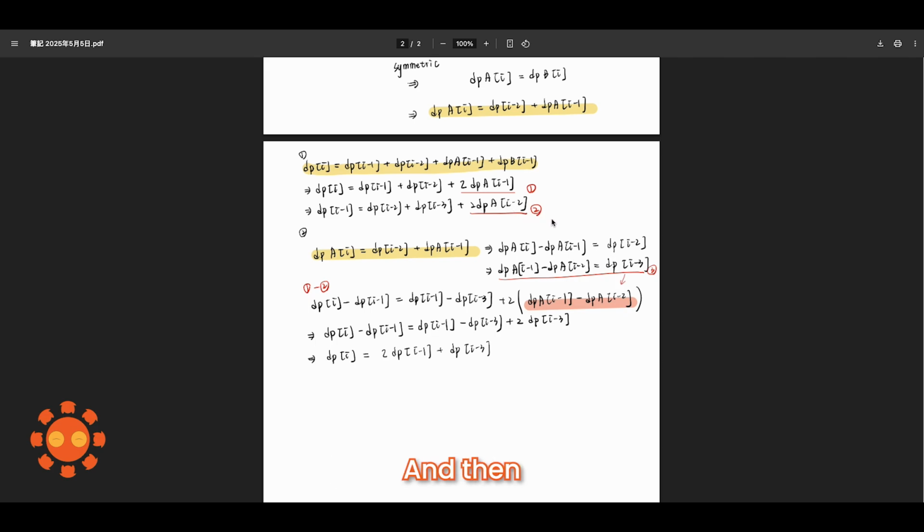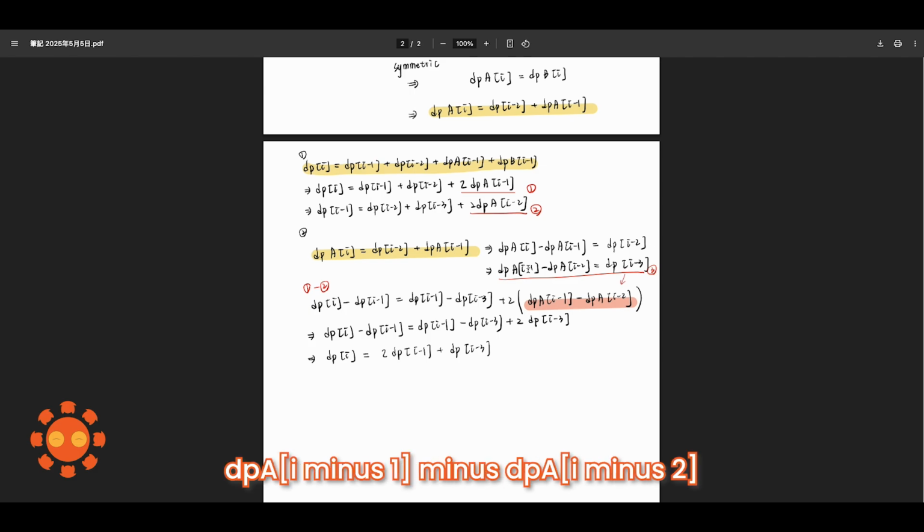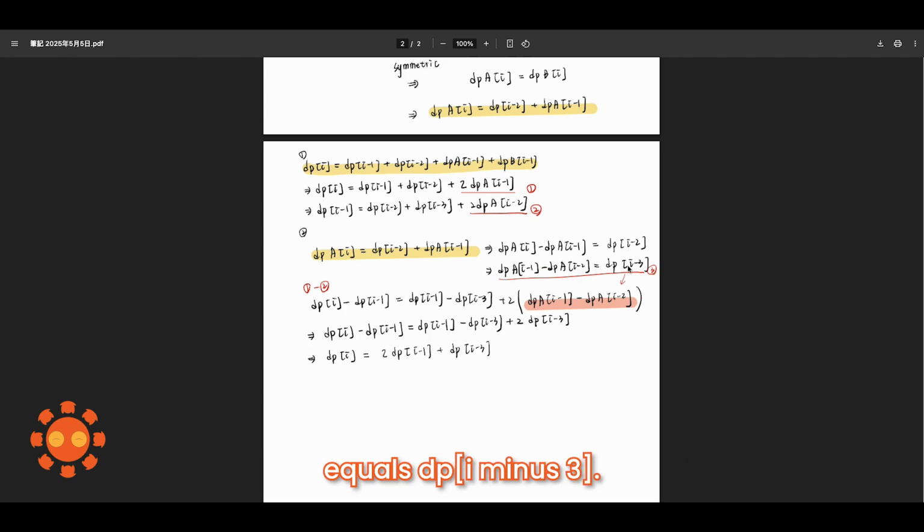For the second formula, we can rewrite it as dpa[i minus 1] minus dpa[i minus 2] equals dp[i minus 3]. Just a quick math here. By subtracting these two formulas, and then replacing dpa using the third formula, we can get our final formula: dp[i] equals 2 times dp[i minus 1] plus dp[i minus 3]. And this is the exact formula we want.